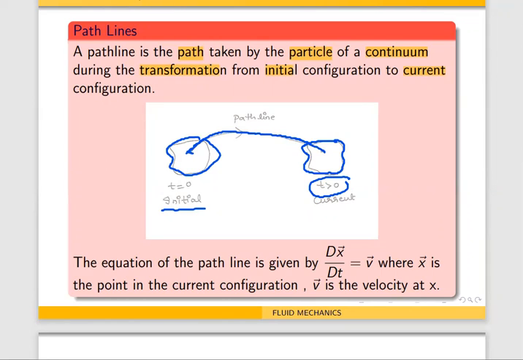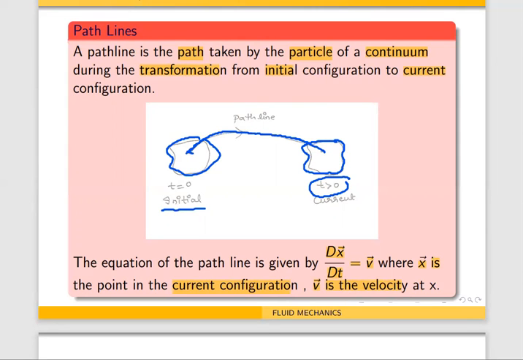And the equation of the path line is given by dx by dt is equal to v. v is the velocity vector and x is the point in the current configuration and v is velocity at the point x.